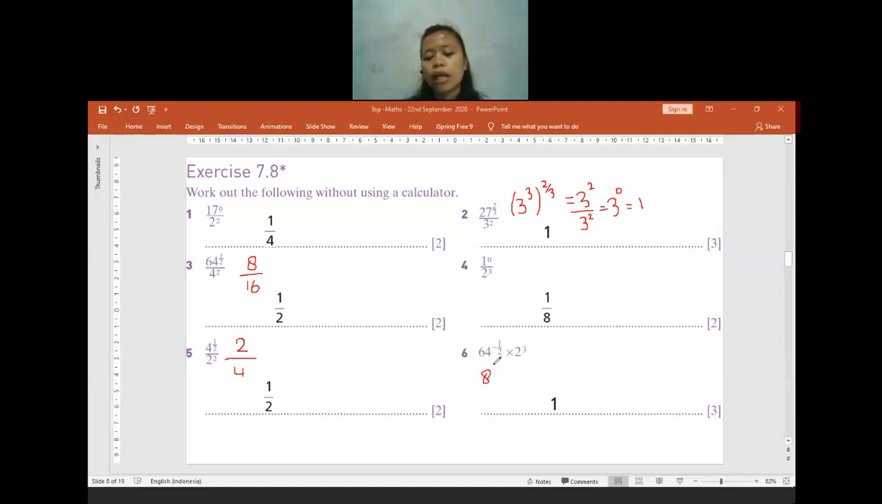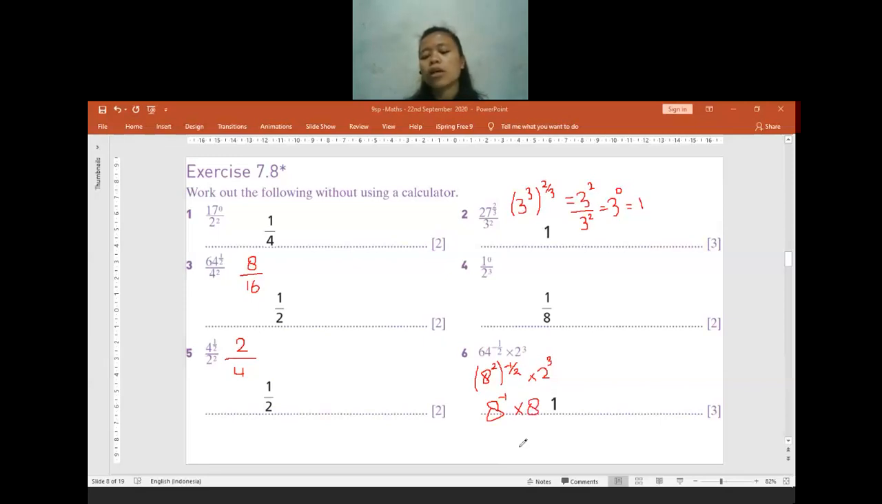For question 6, we have 64 to the power of negative a half. So I will just change it into index form. I make it as 8 to the power of 2, and then to the power of negative a half. But if you change it into a root, that is also possible. There are so many ways that you can use, depending on which index laws you follow. That's why please kindly make a summary of all the index laws and use it wisely.